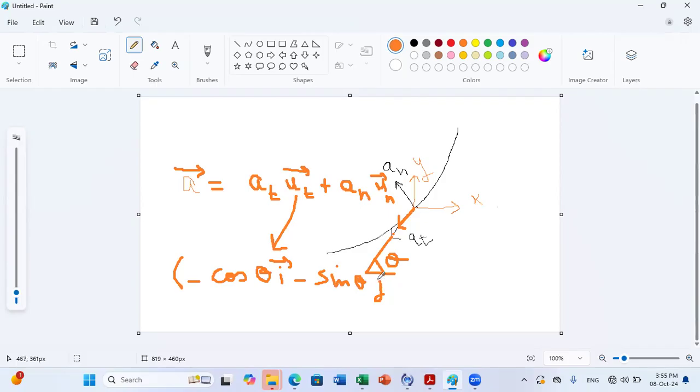And for UN, you need to decompose it also. So this is UN. It has a negative x and a positive y component, and the angle here is theta. So when you want to project on x, you do sine. When you want to project on y, you do cosine. So for UN, it's minus sine theta I and plus cosine theta J.